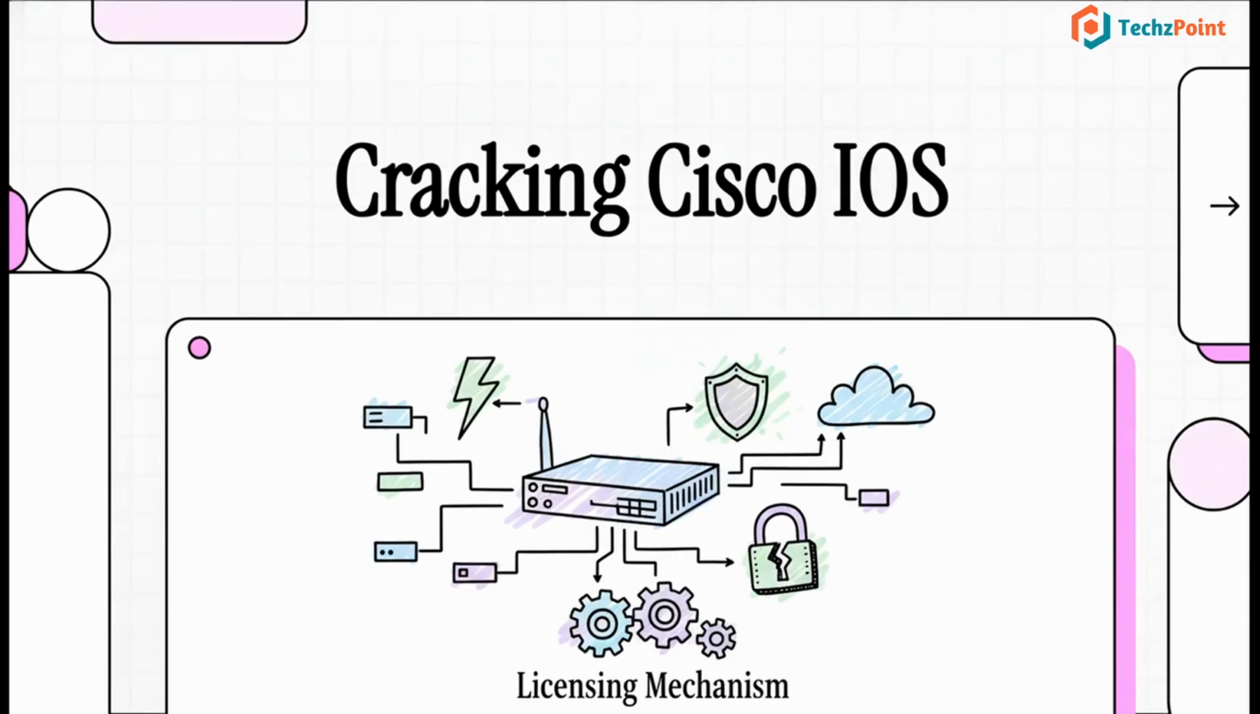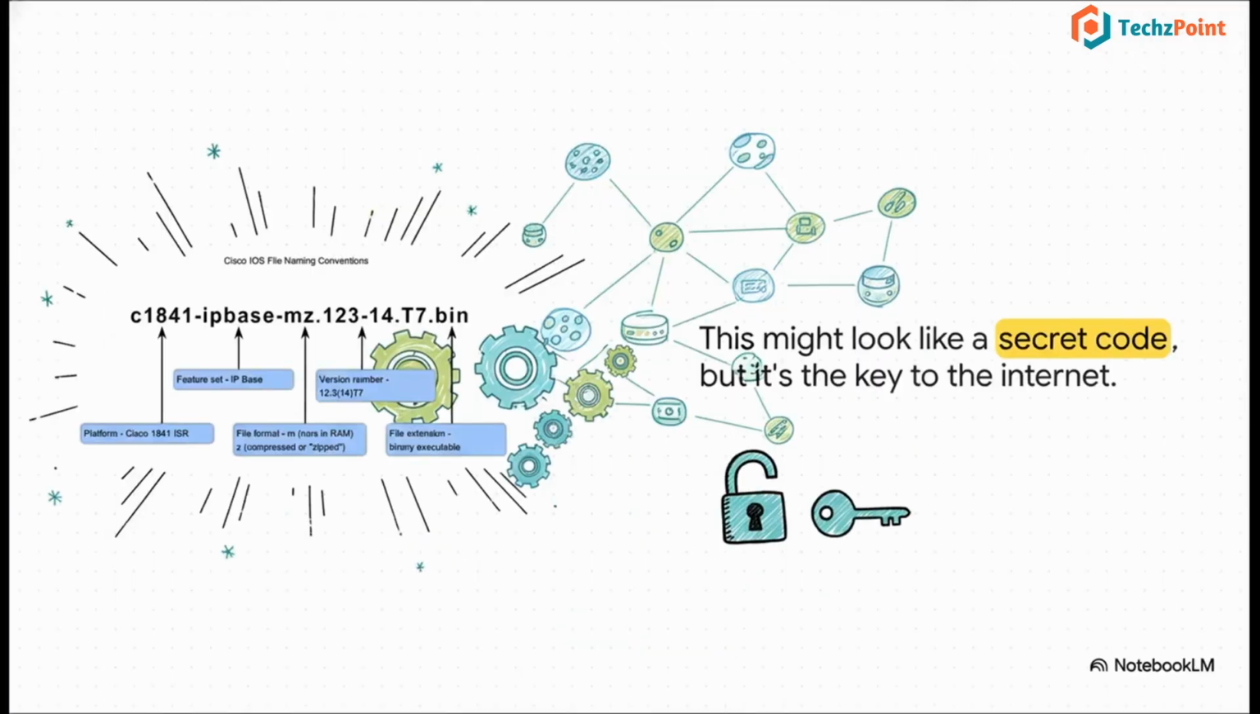All right, welcome. Today, we're going to tackle something that honestly can look pretty intimidating, but is absolutely key to how the internet actually works: Cisco iOS licensing. We're going to crack the code, so to speak, on how these network devices get all their cool superpowers. So, take a look at this. At first glance, it just looks like a jungle of letters and numbers, right?